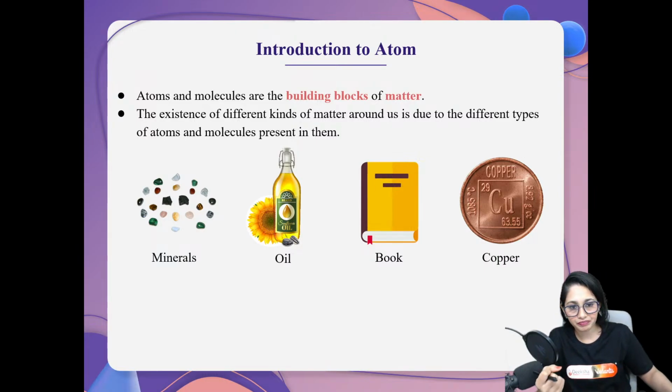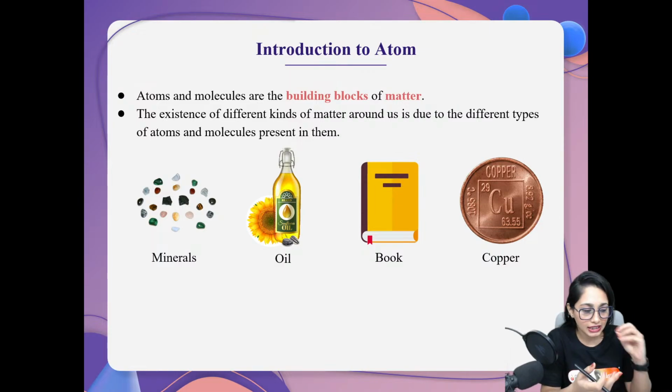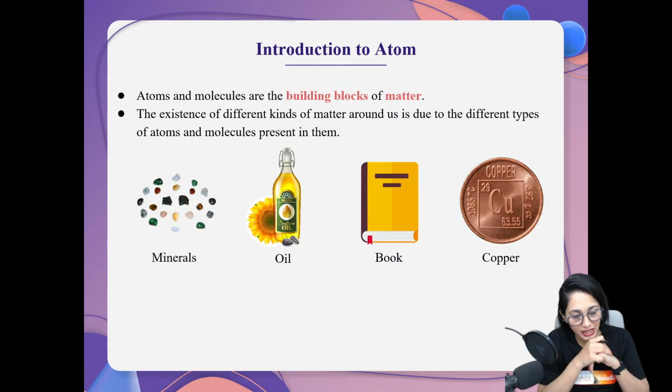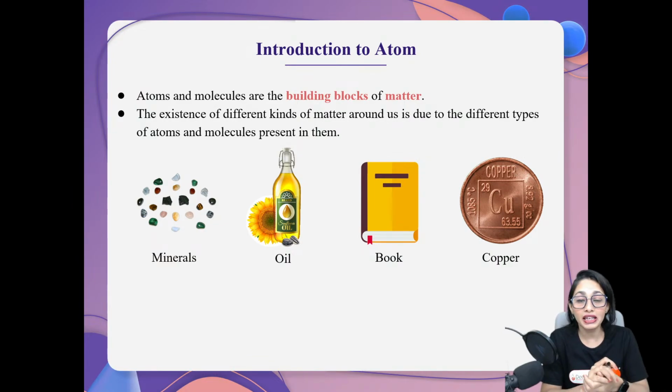So matter is anything that has mass and occupies some space. And there are a couple of properties of matter, as in the particles of matter. These particles of matter are nothing but atoms. So atoms and molecules are the building blocks of matter. The existence of different kinds of matter around us is due to different types of atoms and molecules present in them.